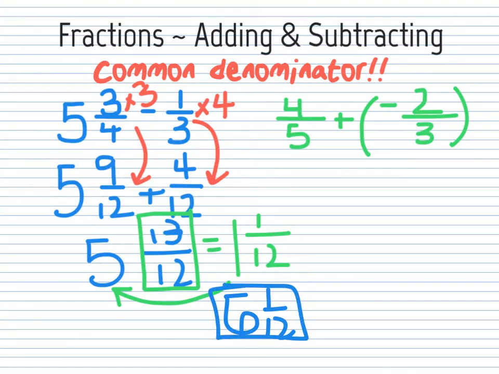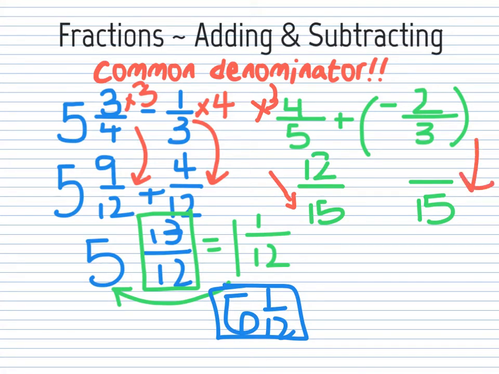Now let's go over and look at 4/5 plus negative 2/3. Again, when you add and subtract fractions, you need to have a common denominator. So when I am working with 5 and 3, my common denominator would be 15. Now let's go back and look at those relationships. To go from 5 to 15, I multiply by 3. So 3 times 4 gives me a numerator of 12. Over here, to go from 3 to 15, I multiply by 5. So that numerator is 10.